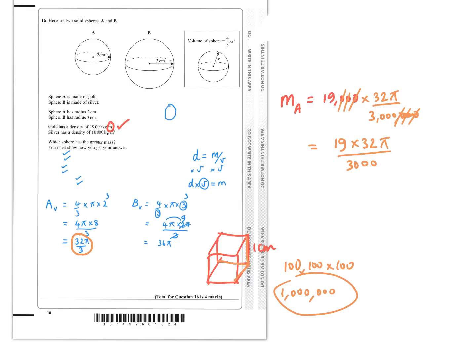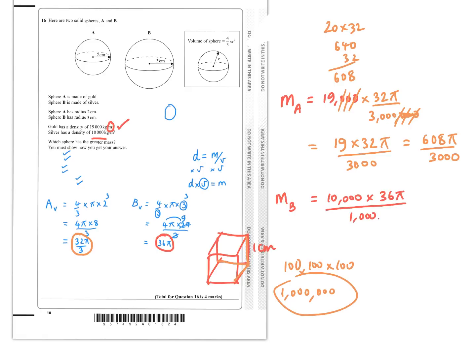Well, 19 times 32, well, 20 times 32 is 640, and we've just got one lot of 32 to take away, so that's 608. So that gives us 608 pi over 3,000, and I can cancel that down later. Let's look at mass of sphere B. Well, it's going to be 10,000, and that's kilograms per metre cube. Now don't forget the volume here was 36 pi centimetre cubes, so I've got to divide that by 1 million. So 1, 2, 3, 4, 1, 2, 3, 4. So we're left with 36 pi over 100.